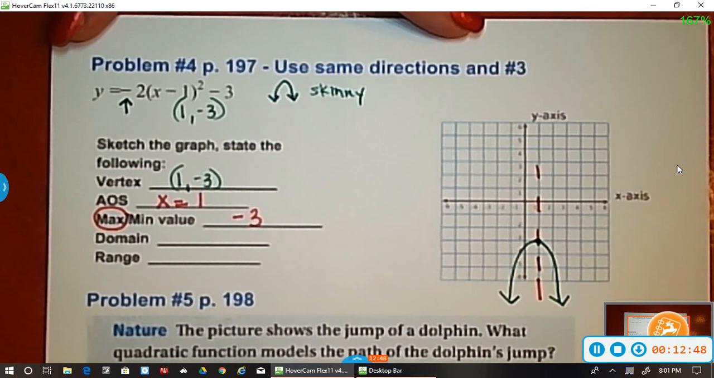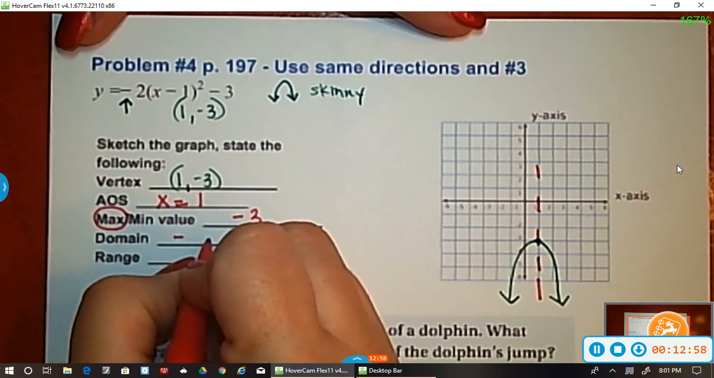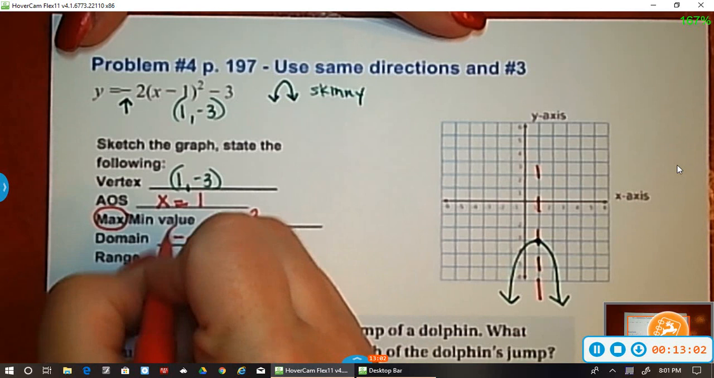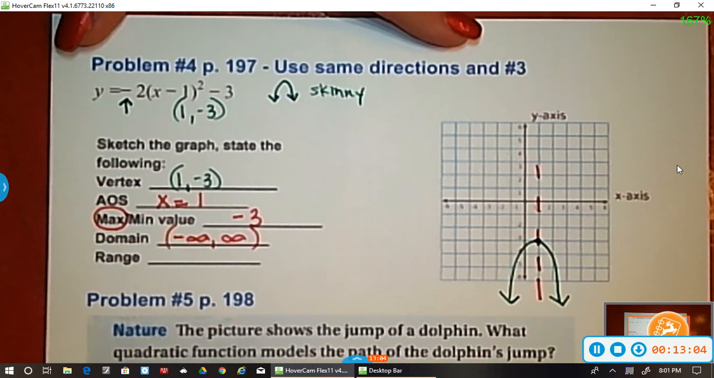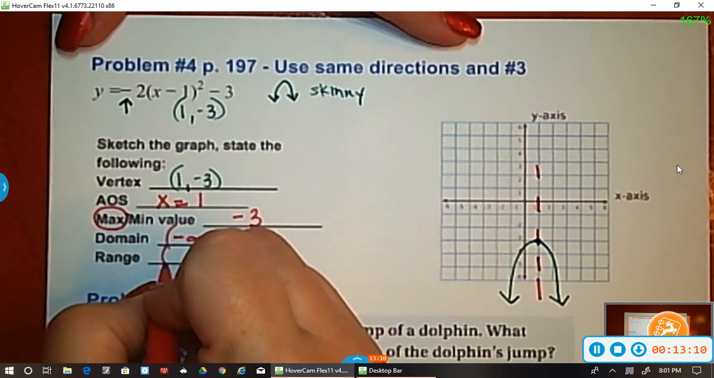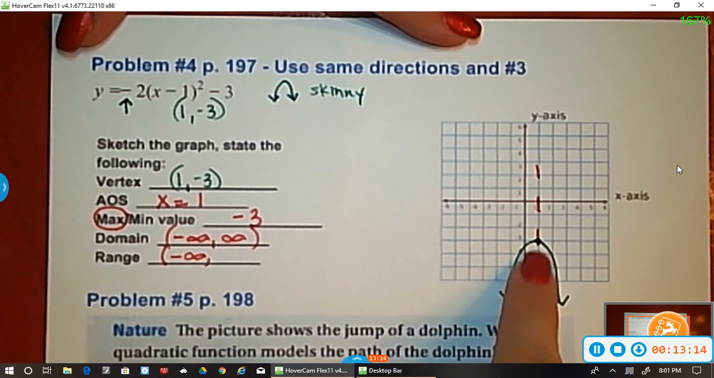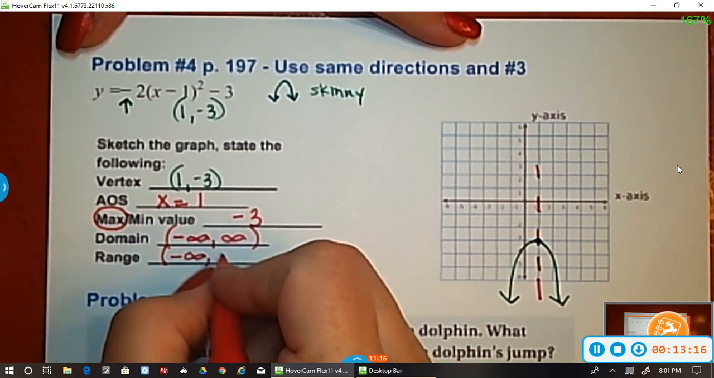So once again, this is a parabola that opens down. And I just told you that every parabola, every quadratic function that opens up or down is going to have the same domain. Negative infinity to positive infinity. Your range this time, what is your lowest y value? Well, it continues down forever. So my lowest y value is negative infinity. The highest y value is right here. It is negative 3.